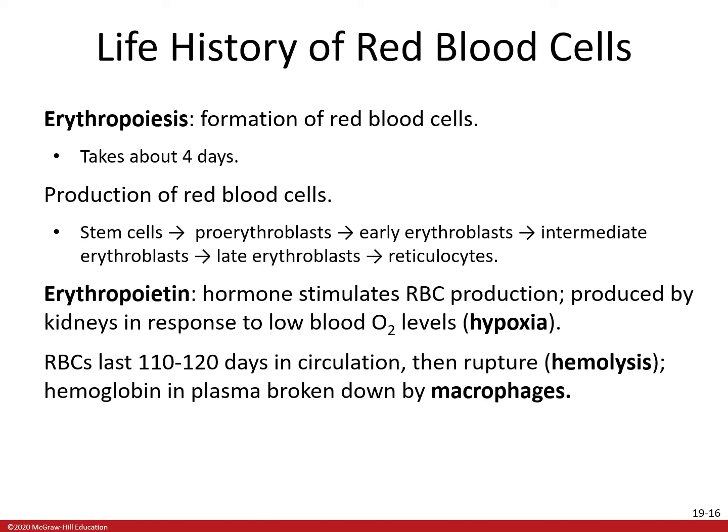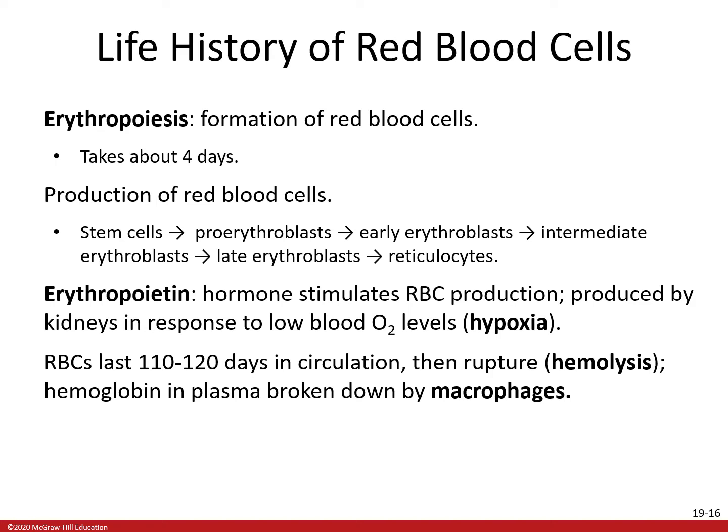Alright, so moving on into the life history of red blood cells, we have erythropoiesis, which is the formation of red blood cells. This is going to take about 4 days in total to form a red blood cell. That is the process of producing a red blood cell, starting from a stem cell and then moving on into those various stages. As long as you kind of know them in general, that's fine, but I will not ask you to regurgitate this information verbatim.